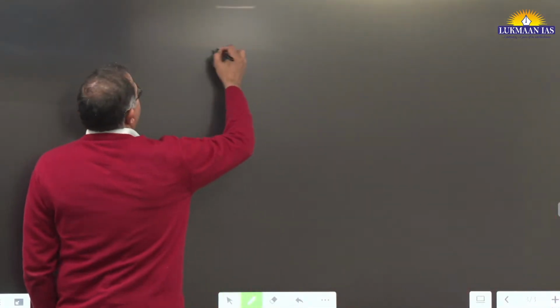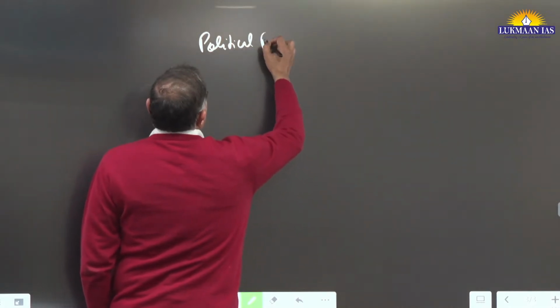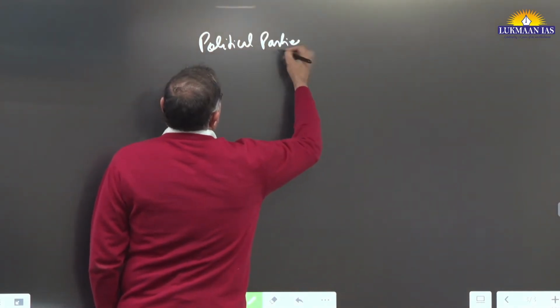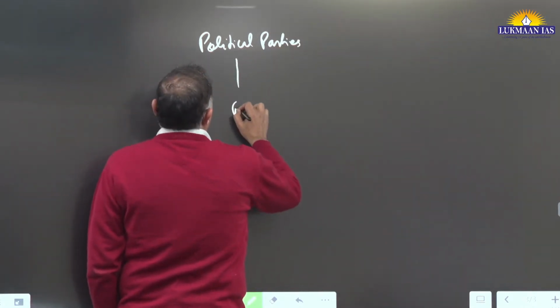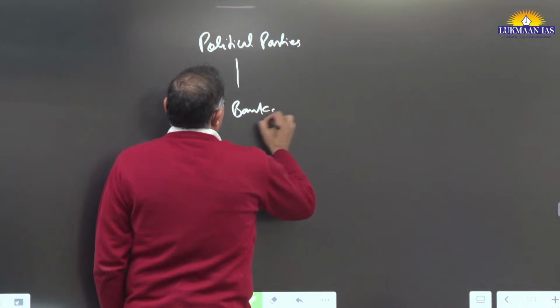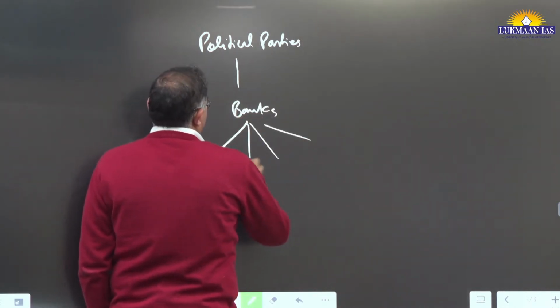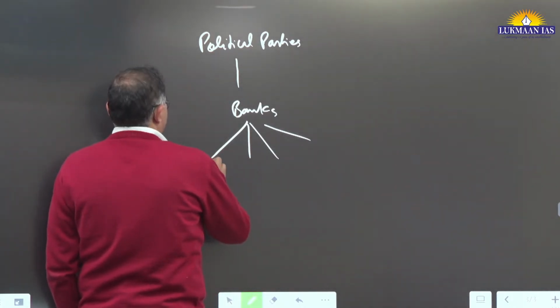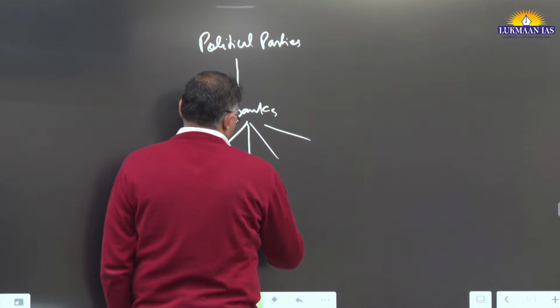Now let's keep political parties, then banks, and then those bonds, and then the buyer.